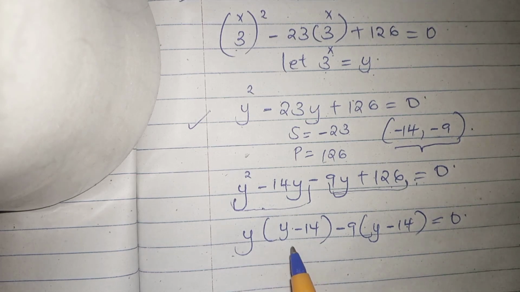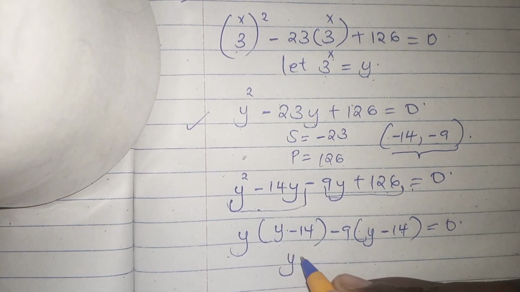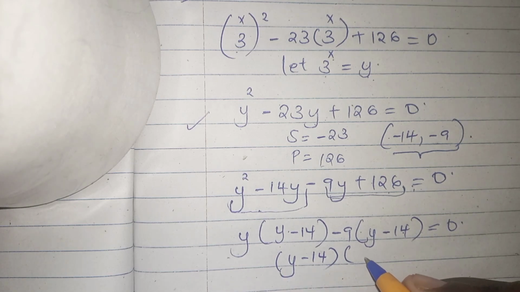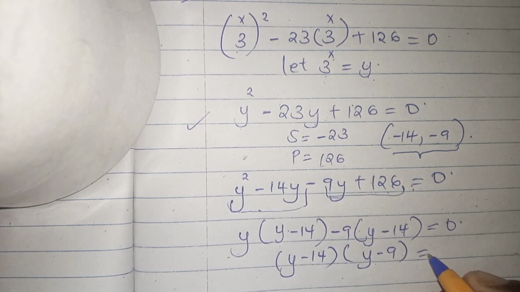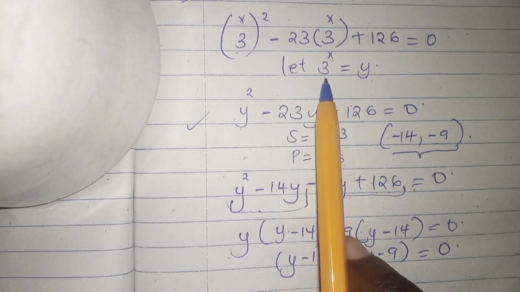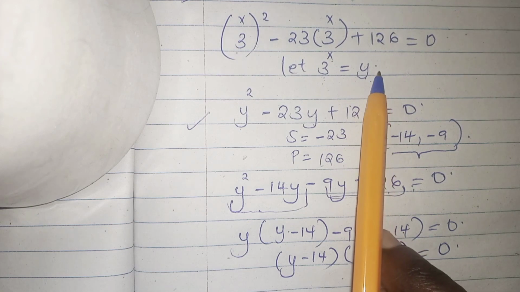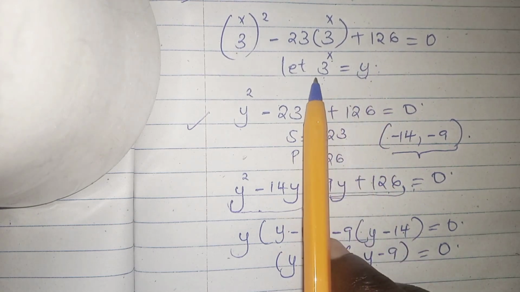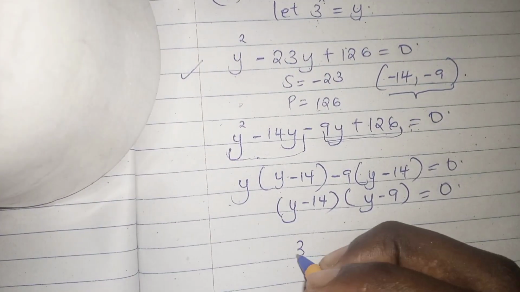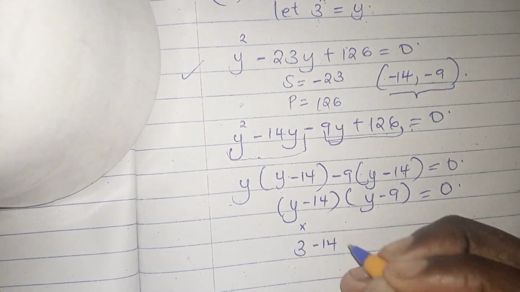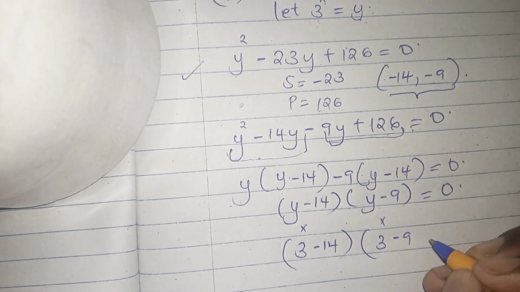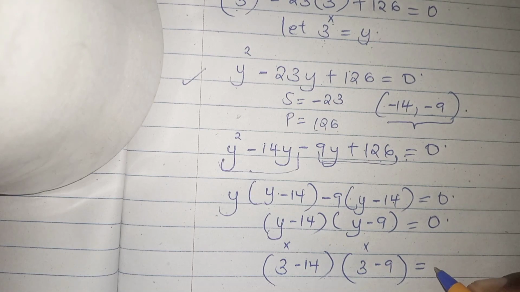Okay, so y minus 14 is common. (y - 14) into bracket, pick what is left outside the bracket, (y - 9) = 0. But remember earlier on we had said let 3^x equal y. Now where there is y, we are going to substitute it with 3^x. So then this becomes (3^x - 14)(3^x - 9) = 0.